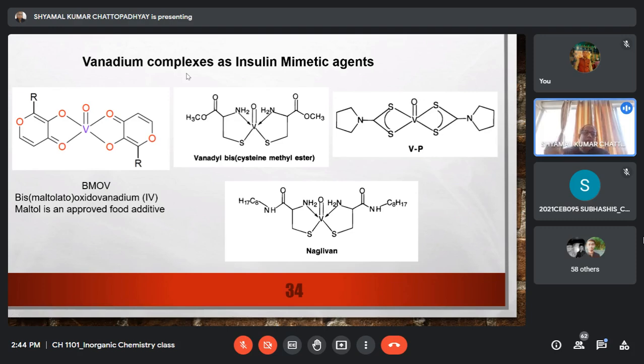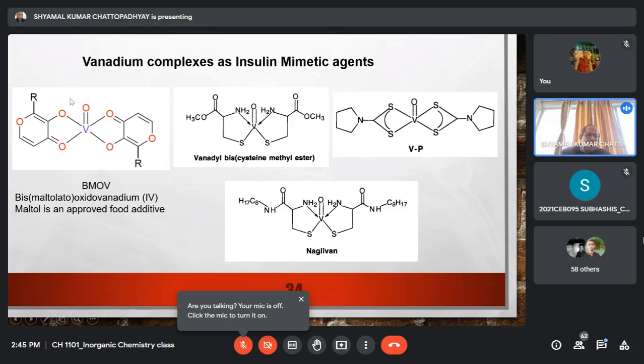That means the glucose hydrolysis property, right? And the most promising one is this complex. Here vanadium is in the +4 state, and the ligand is called maltolato ligand. Maltol, coming from maltose, right, or malt. So maltol is actually a natural product, and it is used as a food additive, right?